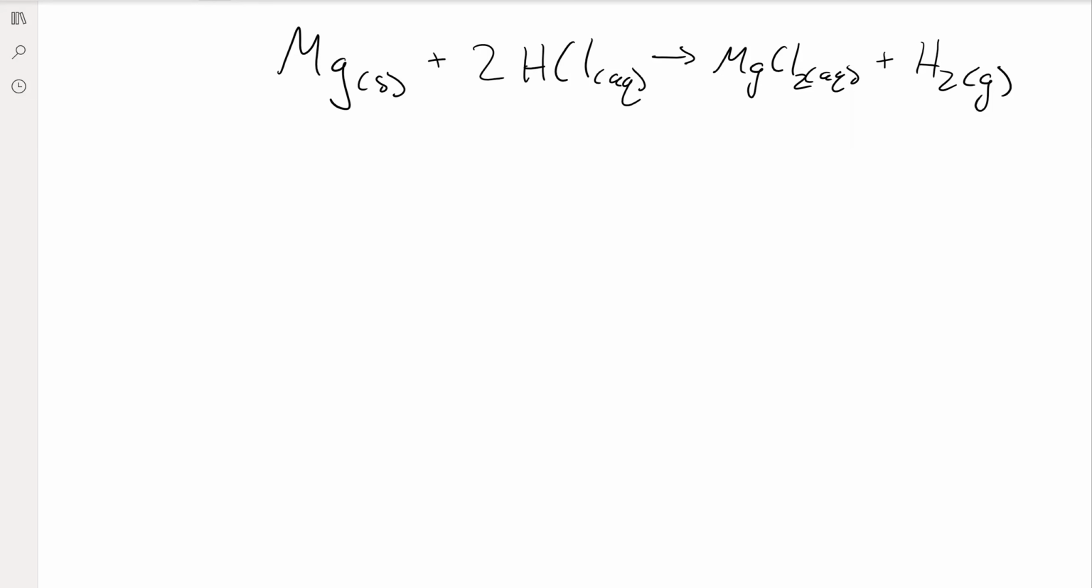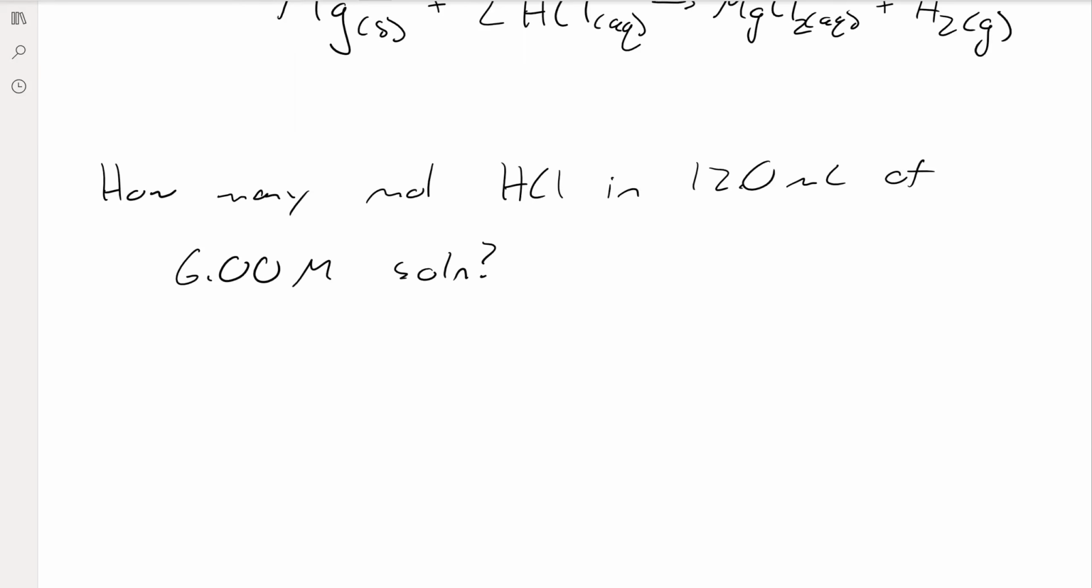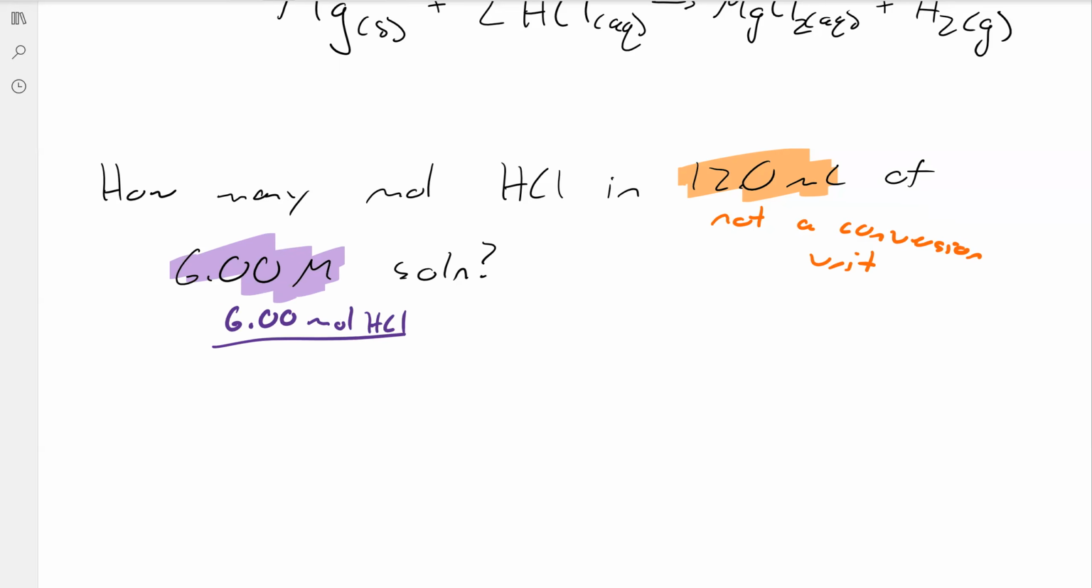So for example, a question might be how many moles of HCl in 12.0 mLs of a 6.00 molar solution? So think about what you've got here. You've got this 12.0 mL. That's the thing that's not a conversion unit. And then you've got 6.00 molar. Remember, that means 6.00 moles of whatever you're talking about, in this case, HCl, over 1 liter of solution, right?